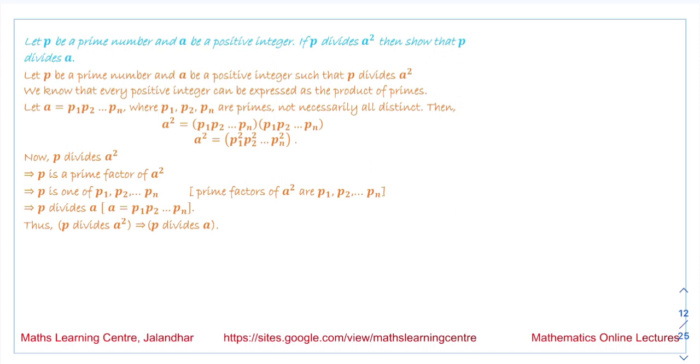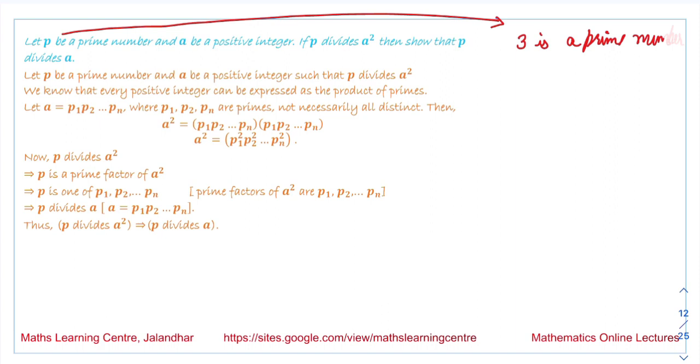Now next is this theorem, in which we have to prove that: let p be a prime number and a be a positive integer. If p divides a square, then show that p divides a. If we give some example over here, suppose I am saying 3 is a prime number, this is not the proof I am talking about, this is just an example of this.